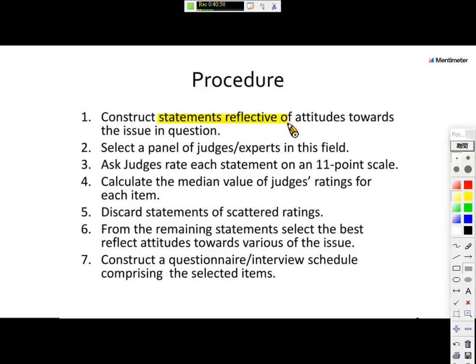We create statements, right? It is the same as when we try to construct a Likert scale. And we select a panel of judges or experts in this field. As I say, in this field.